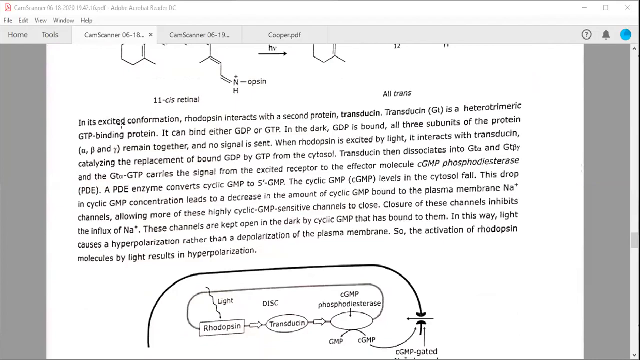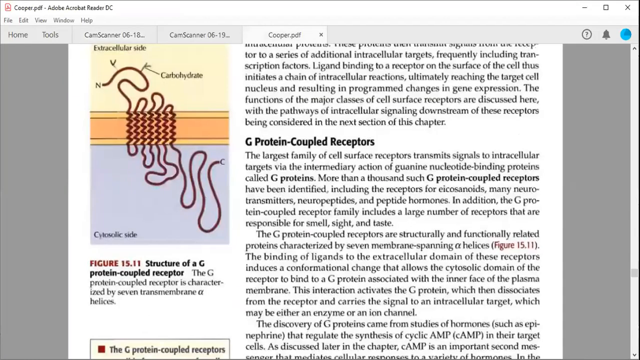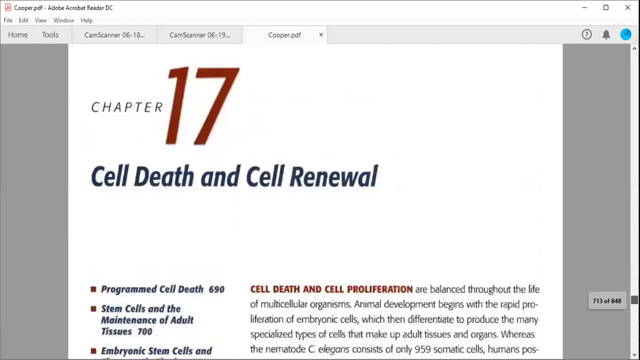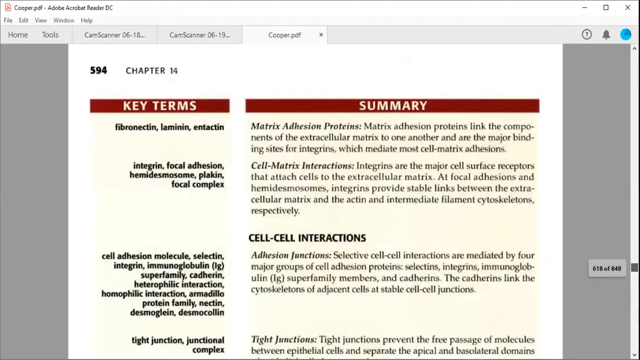So in the excited conformation, rhodopsin interacts with a second protein that is called transducin, which is very close to this particular protein. So, okay. If it is not clear from here, I will lead you again to this particular book. Oh, sorry. We went too far.